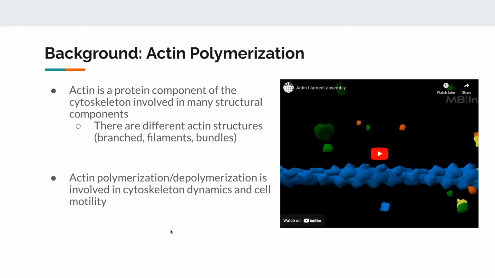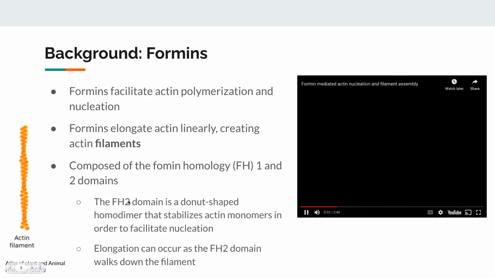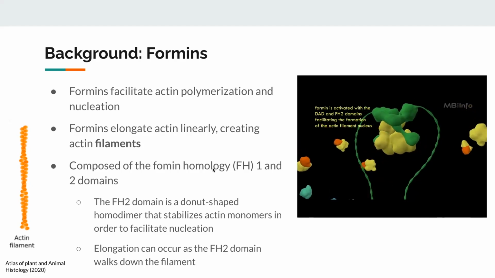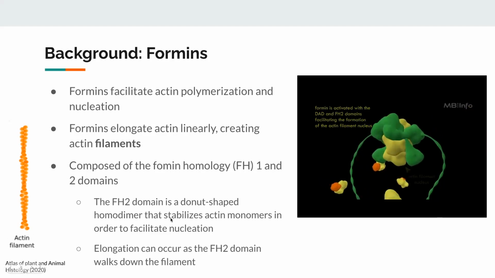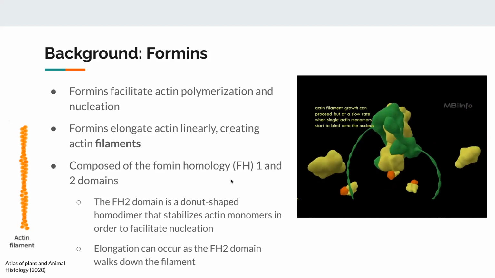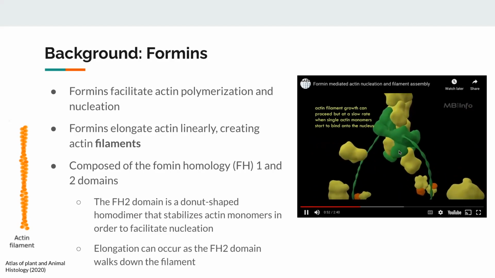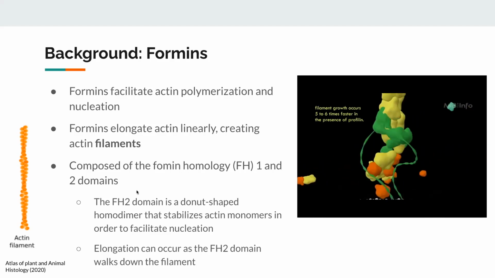A vast number of actin-binding proteins enable actin to form different structures and play different roles. One such actin-binding protein is the formin, which is the focus of my project. Formins accelerate the formation of new actin polymers from actin monomers, or nucleation, and they control the polymer growth rate, or polymerization rate. Formins create actin filaments, so they elongate actin linearly, and they're composed of the formin homology, or FH1 and FH2 domains. The FH2 domain is this donut-shaped homodimer that is primarily involved in nucleation, but it encircles the growing actin filament during elongation.